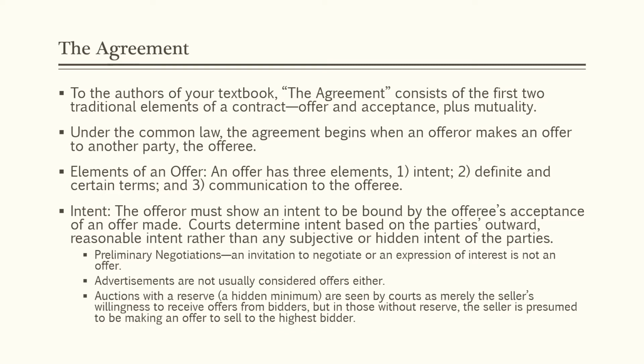Auctions with a reserve, which is a hidden minimum that the auctioneer knows, are seen by courts as merely the seller's willingness to receive offers from bidders, okay? But if there's no reserve, if the bidding is that the item is going to be sold to the highest bidder, period, then the seller is presumed to be making an offer to sell to the highest bidder, and that's an actual offer.